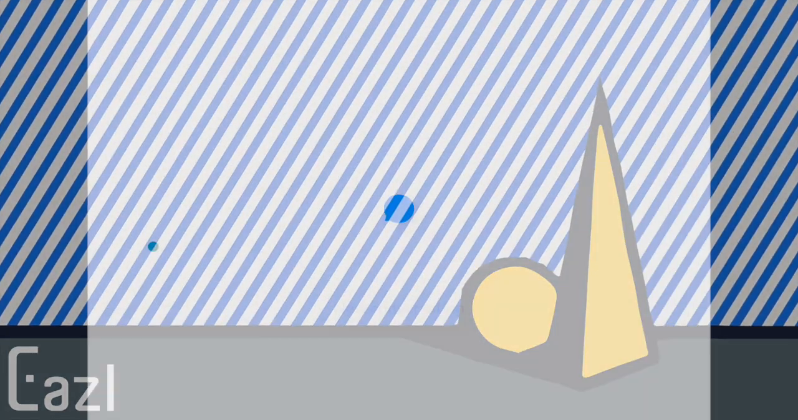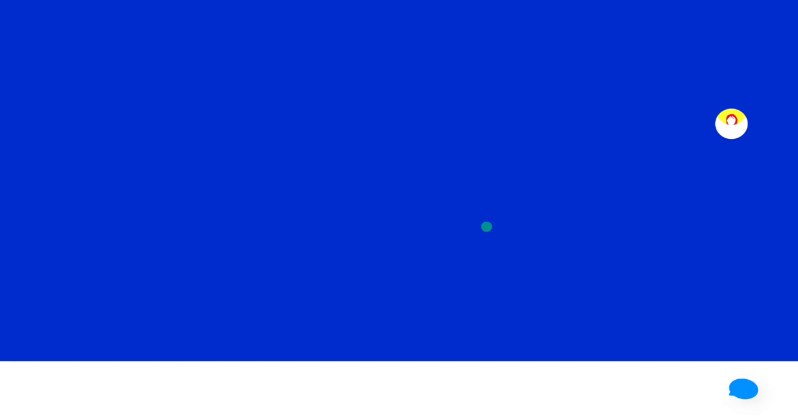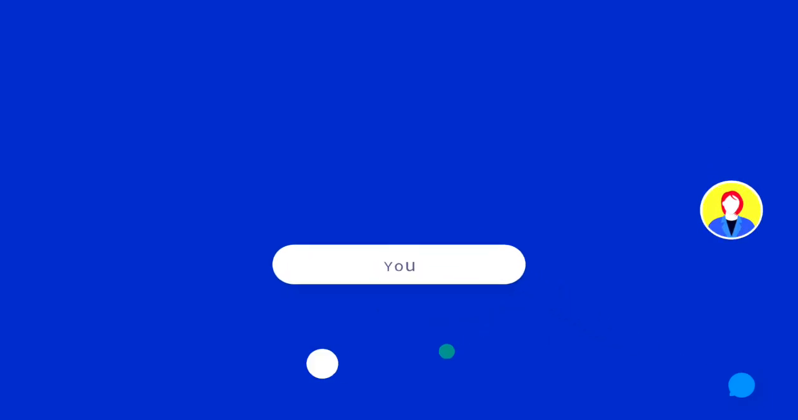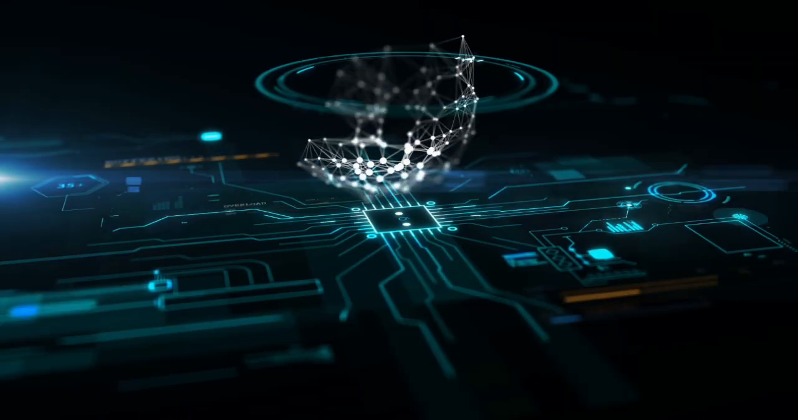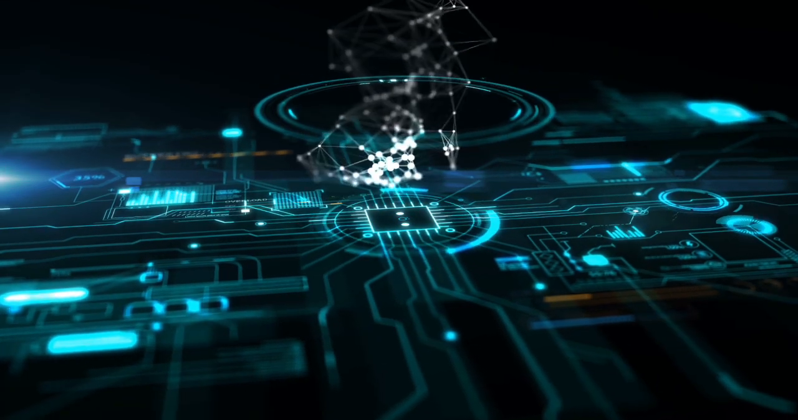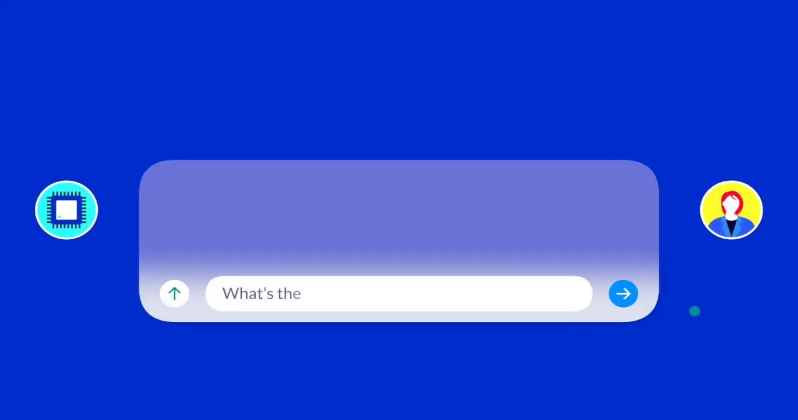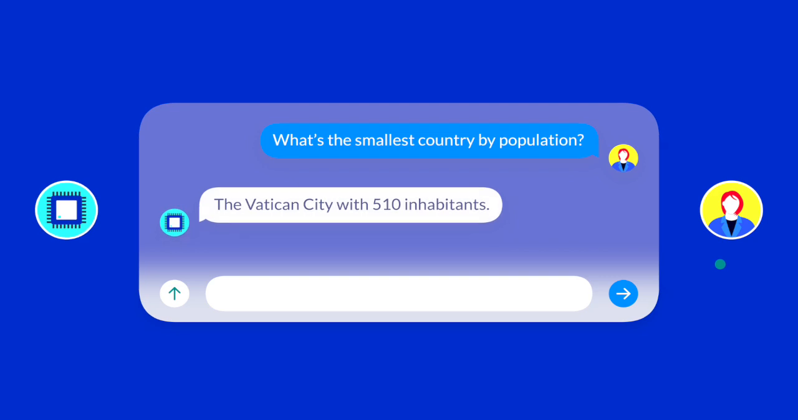When you chat with AI, behind the scenes, a record of your conversation is being used by the AI to determine what to say next. For example, if you say, "What's the smallest country by population?" the AI is going to look at your question, your prompt, and do its best to deliver an appropriate response to you. So it responds with the Vatican City with 510 inhabitants.